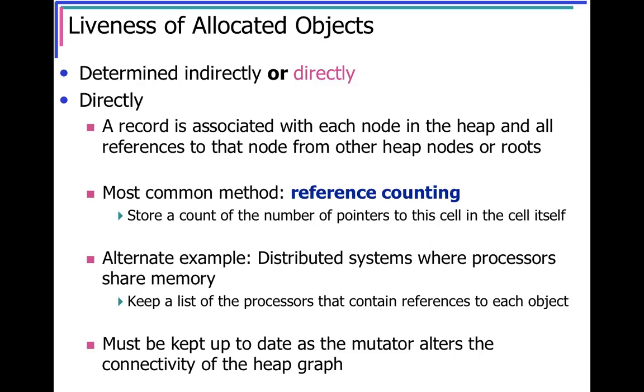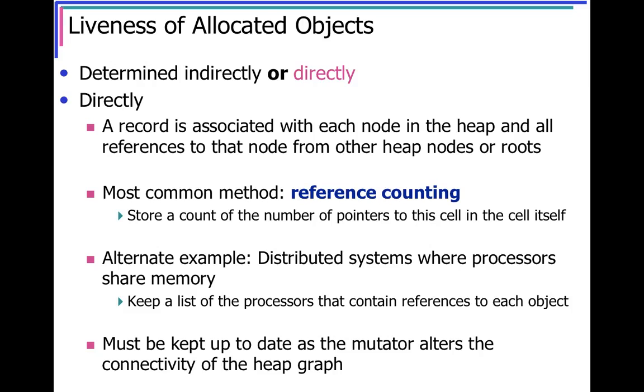An alternative way of detecting liveness of objects at a particular program point is to keep a record with each object out in the heap and to store in that record a count. This is called reference counting, and this allows us to determine liveness directly as the program is executing. So what we do, again, in the header of the object, we store a reference count in addition to other things that we've used the header for. But this reference count is a count of the number of references associated with that object at that particular moment in time.